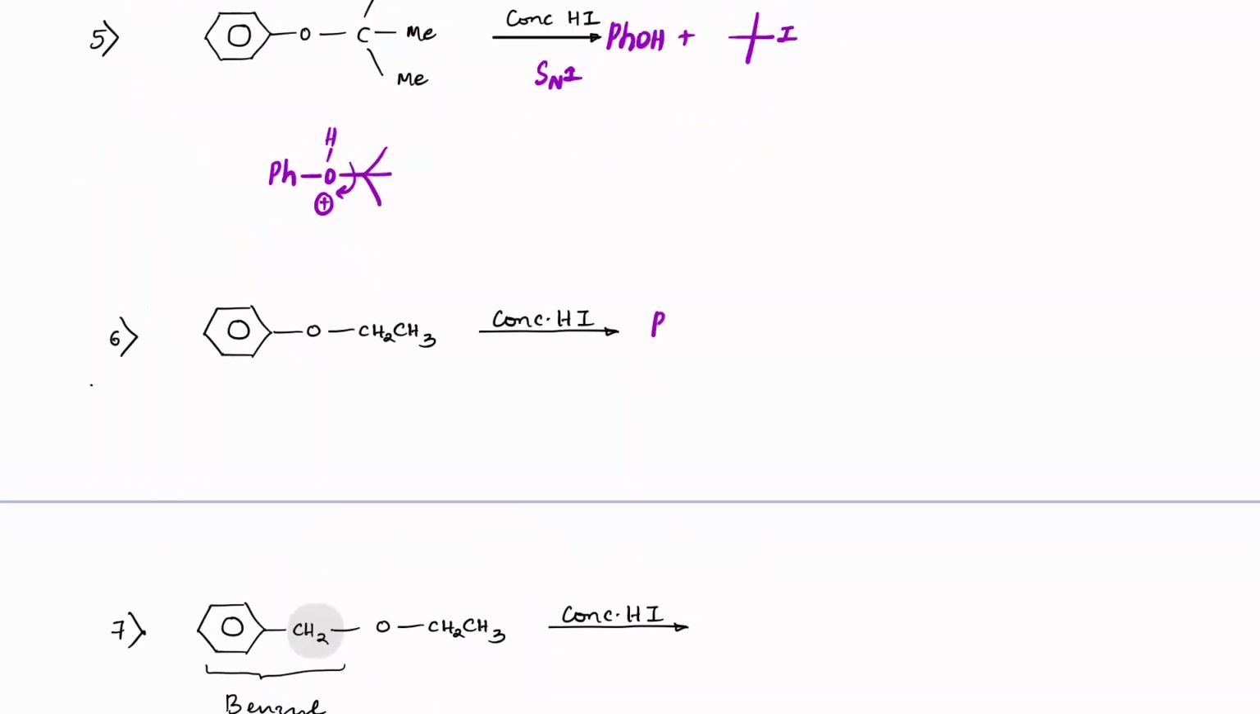Next, here we will get this as PhOH plus CH3CH2I, but this time it will be via SN2. Okay, because this is not forming a stable carbocation, so I minus is expected to attack simultaneously. This bond is breaking, so it is SN2.